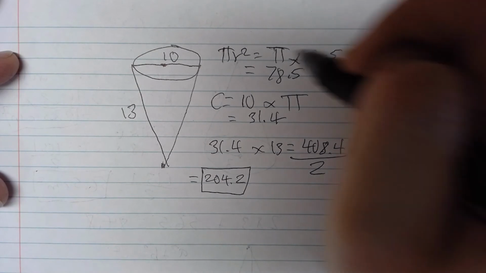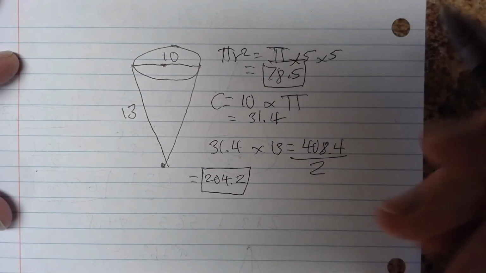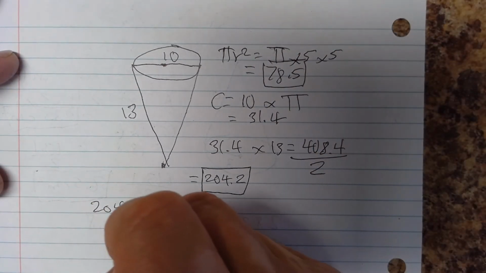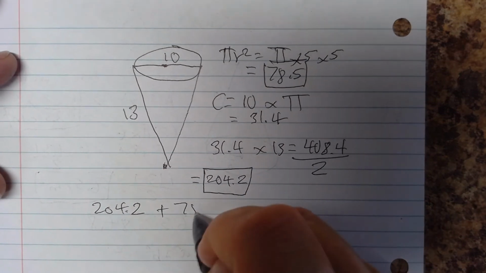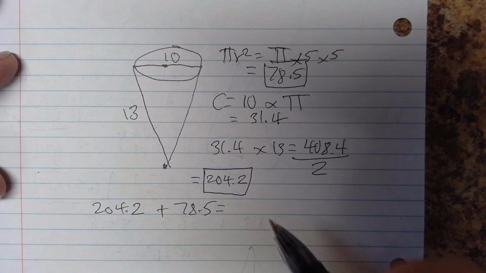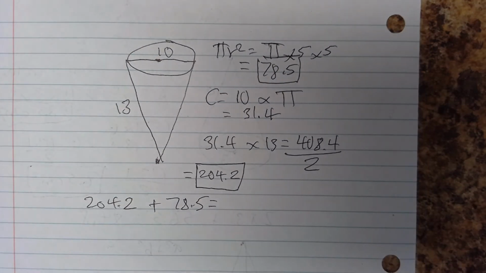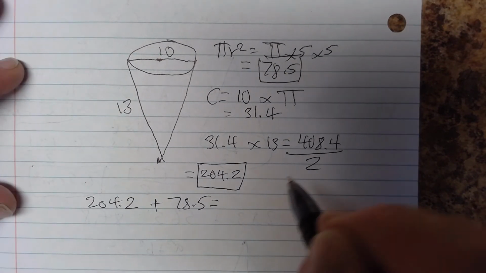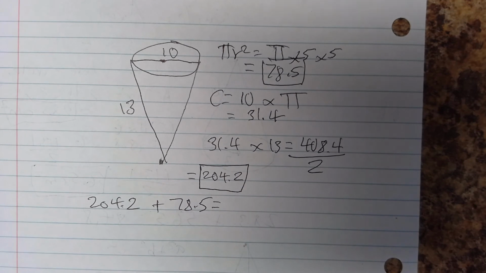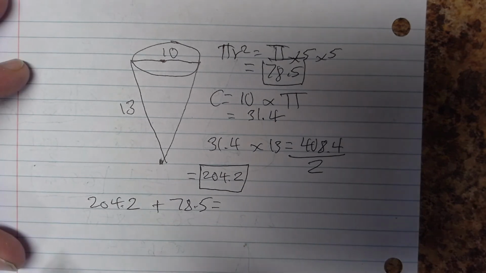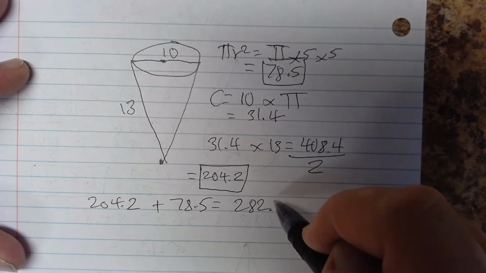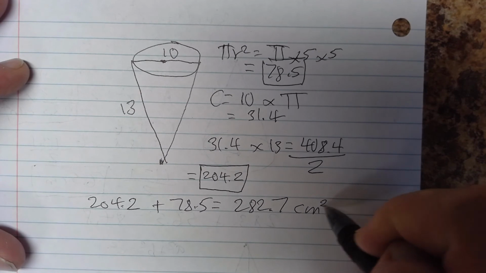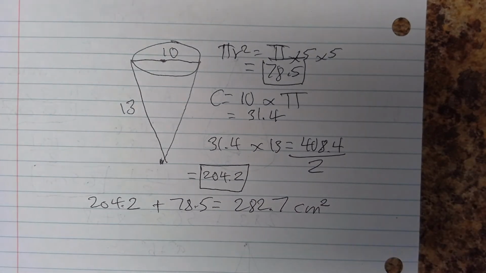Put a box around our two answers and add them up. 204.2 and 78.5. I forgot my units. We'll say they were centimeters. Add 78.5 here. 282.7 centimeters squared.